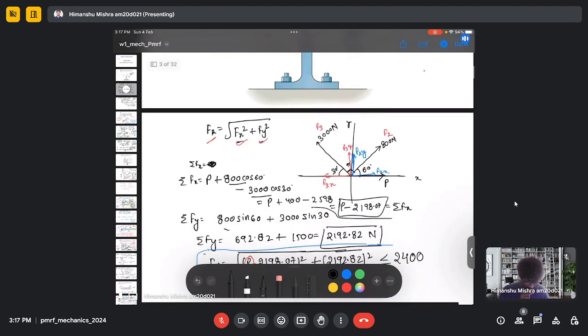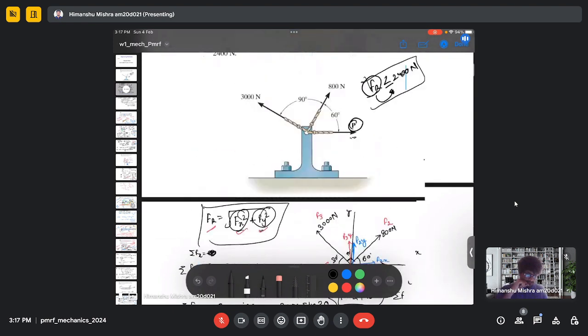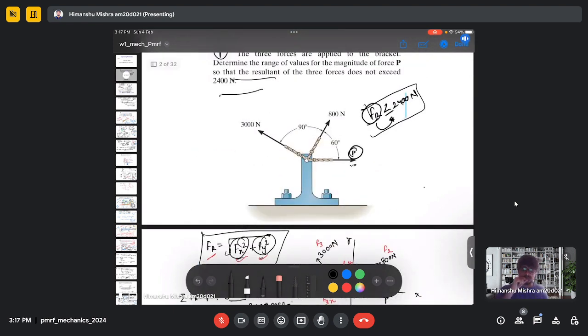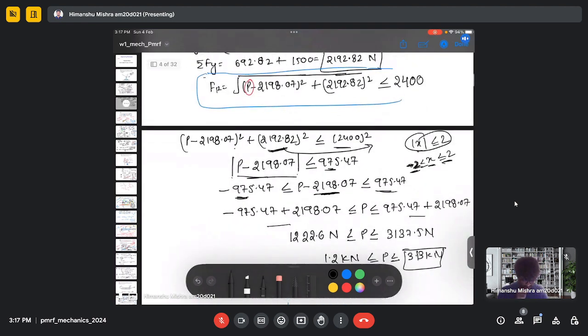So just to recap, first we determine the resultant force, which is Fr, and it's the square root of Fx square plus Fy square. And we do the force balance to determine the Fx and Fy, which are the components of the force. And then we use the condition which is given in the question, that it should be less than 2400 to determine the unknown force P.